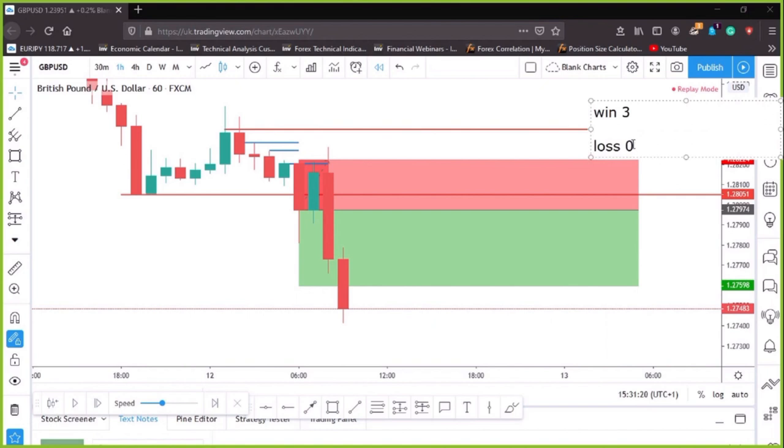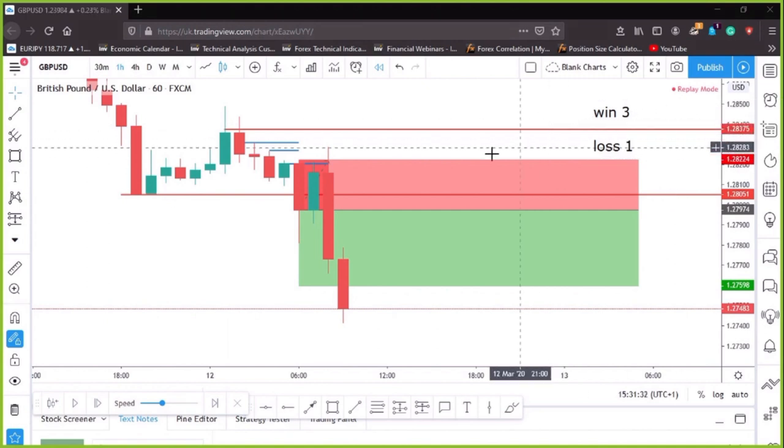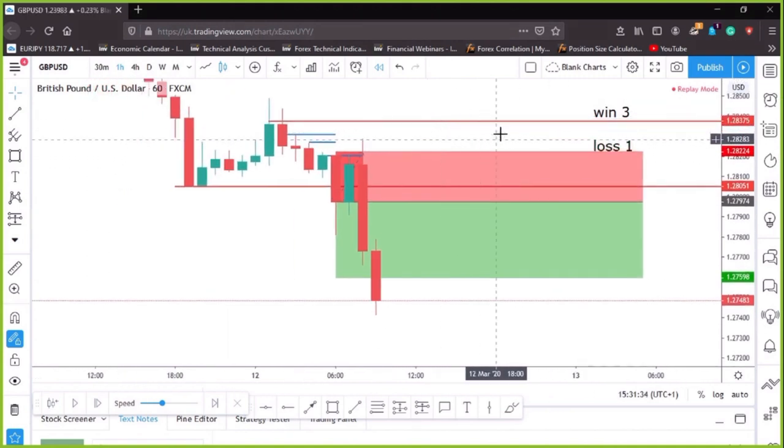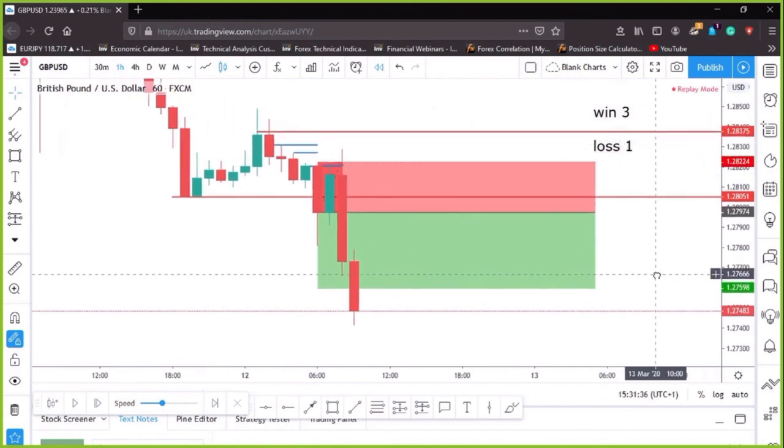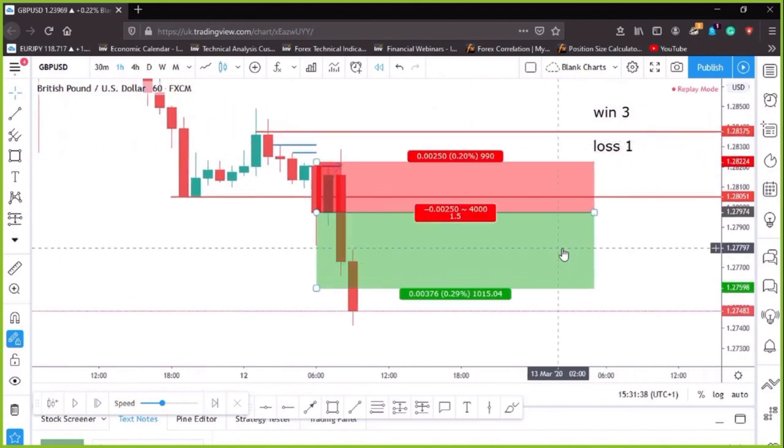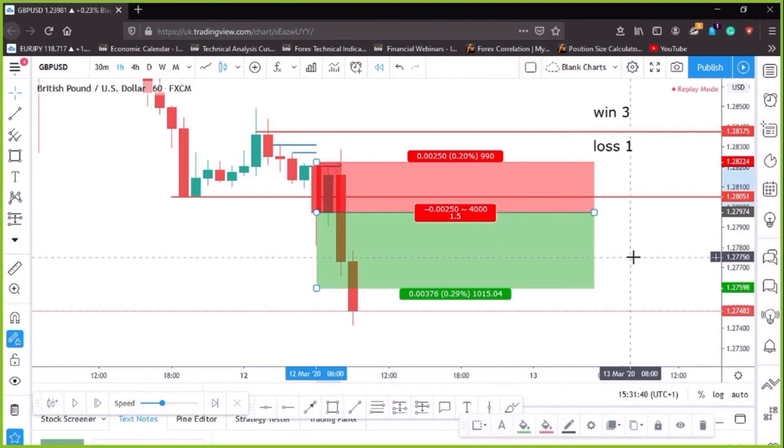Re-entry, yes, you can re-enter, okay? And I'm going to show you that now as well. So we got one loss. So I'm using two bits of software here. As far as re-entry goes, on this particular trade, yes, I would have, okay? And I'll explain to you why.